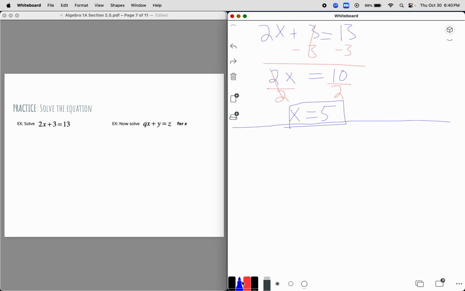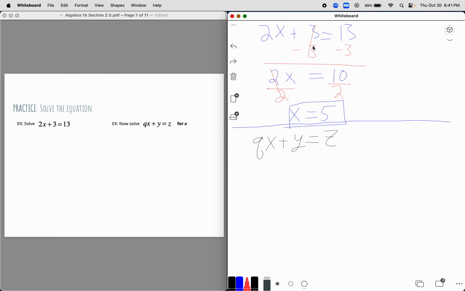Believe it or not, in this equation, instead of 2, we have a Q. We still have the x. The x is the same. Instead of 3, we have a Y. Instead of 13, we have a Z. This equation, QX plus Y equals Z, is the exact same equation as 2x plus 3 equals 13. You have to do the same process. You're going to have to subtract, and you're going to have to divide. Same exact process. The only difference is that we have tons and tons of variables. Our answer is not going to be a number. Our answer is going to be an equation.